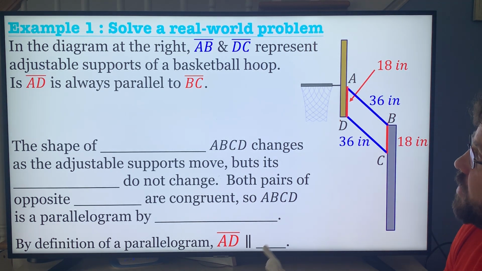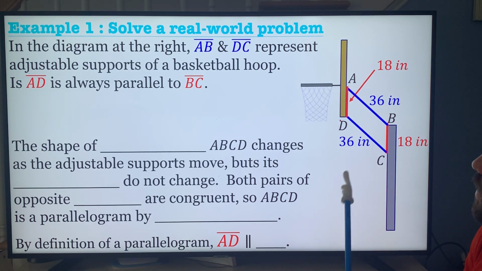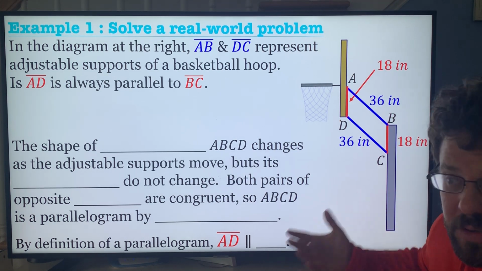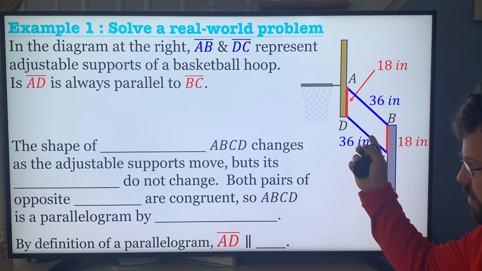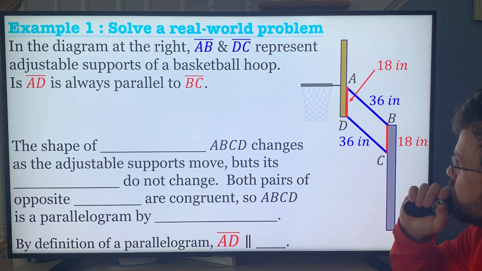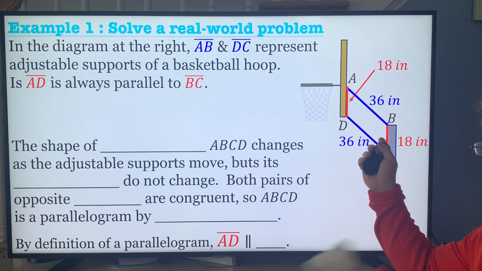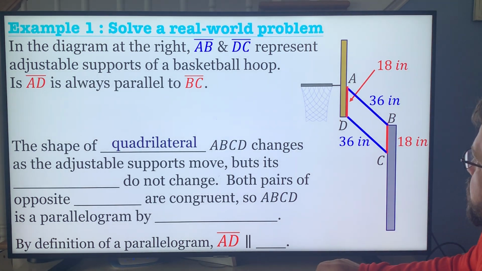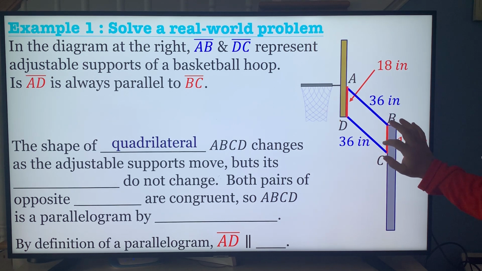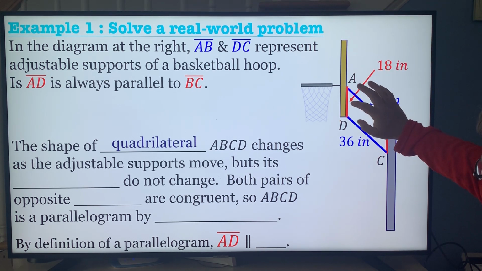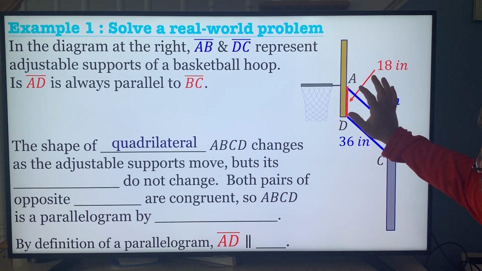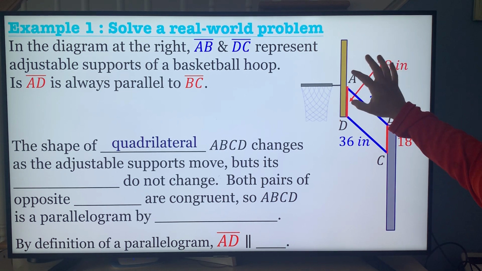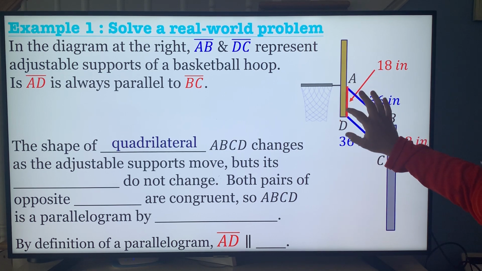All right, so in the diagram at the right, ABCD represents an adjustable basketball hoop. Is AD right here always going to be parallel to BC? That means, will it always be a parallelogram? So let's look. The shape of quadrilateral ABCD changes. What do you think that is right now? Quadrilateral, because it has 4 sides, as the adjustment supports move. As this moves up and down, all these angles change, but the sides always stay the same, right? When you move this up, these slide up and this moves back a little bit. When you slide this down, this moves down.